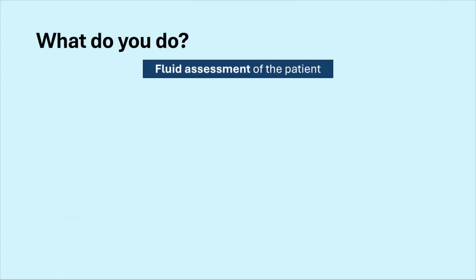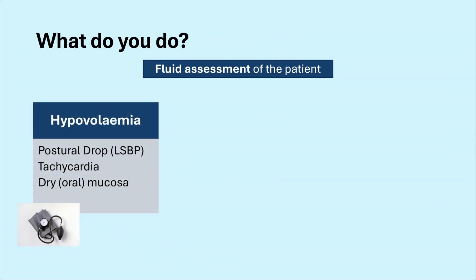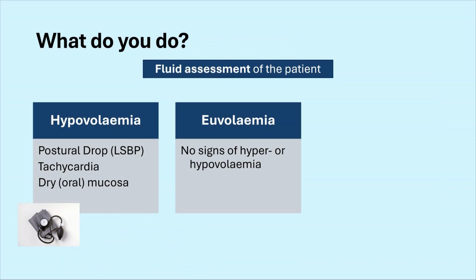Now, like I mentioned, the first thing to do is to assess the fluid status of the patient. People with hypovolemia can have a postural drop in blood pressure, the lying standing blood pressure, LSBP. People can have tachycardia and also have a dry oral mucosa. People who are euvolaemic, i.e. they don't show signs of either hyper or hypovolemia, would generally look normal from a clinical perspective.